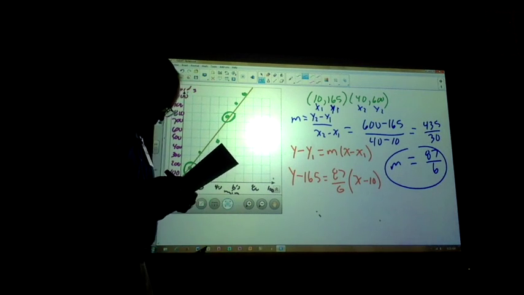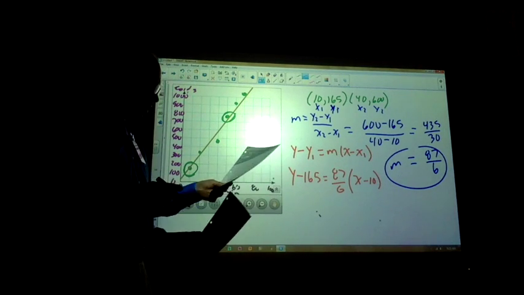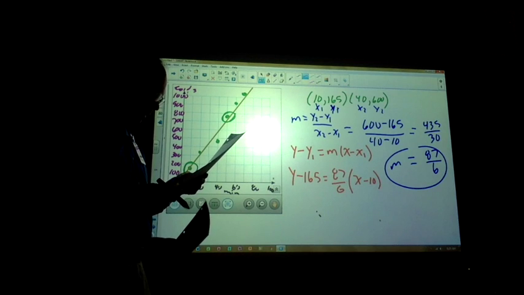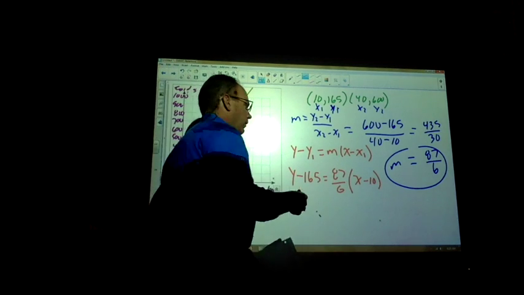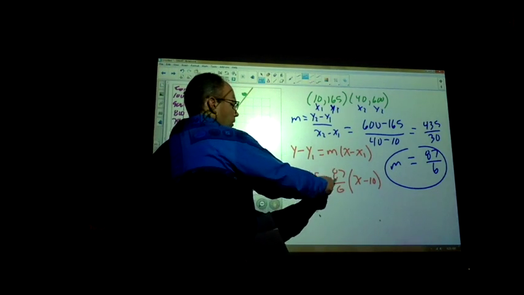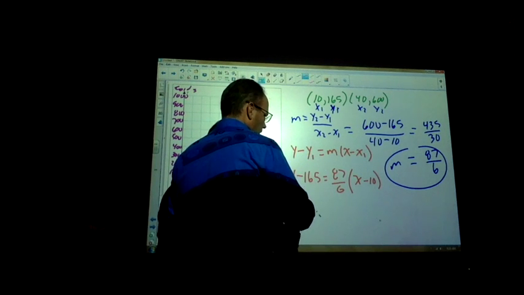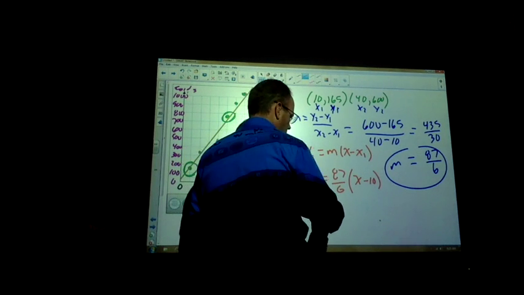Okay. Write an equation, line of best fit. That's your equation. You might want to solve this. Somebody do me a favor. Go 87 divided by 6. 14.5. Thank you.